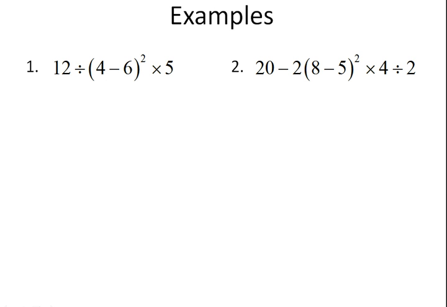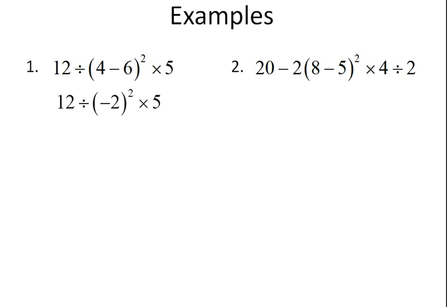We will finish our lesson with a couple of examples. Our first example is read 12 divided by the squared difference of 4 and 6 times 5. Beginning inside our grouping symbol, the first step is to subtract 4 and 6. This yields a result of -2.